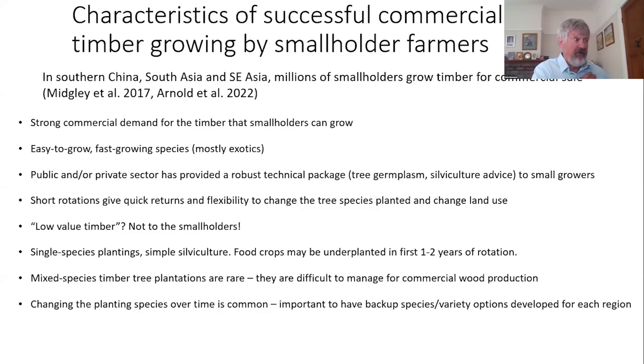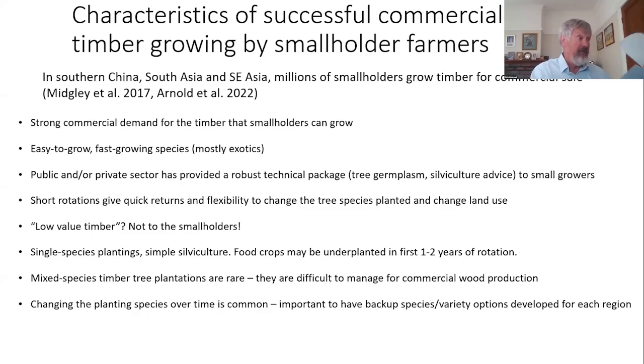The short rotations give quick returns and flexibility to change tree species each cycle, or change back to another land use. They might decide to grow pineapples after a rotation of eucalypts or acacias or casuarinas. You'll often hear the phrase low-value exotic monocultures. Well, they're not low value to the smallholders because they get money after 5 or 10 years, which they can put to improving their family's livelihood. Changing the planting species is quite often seen as new species emerge, or they might have to change because the species gets whacked by a disease, or maybe the climate's starting to change.